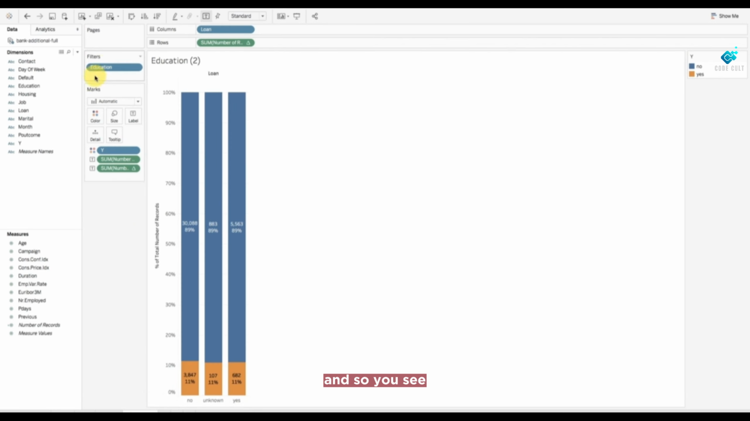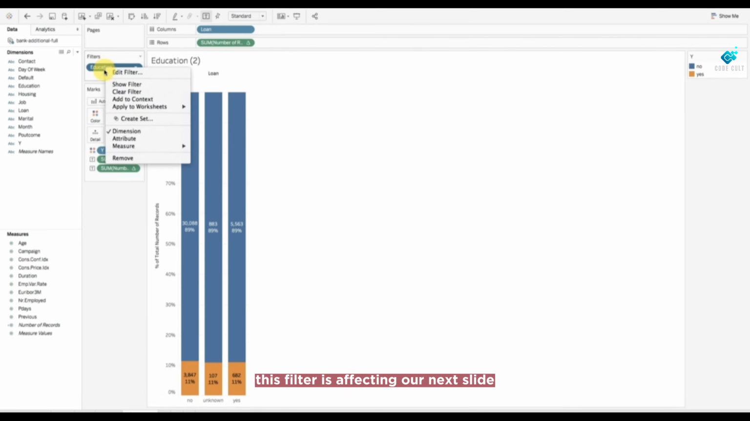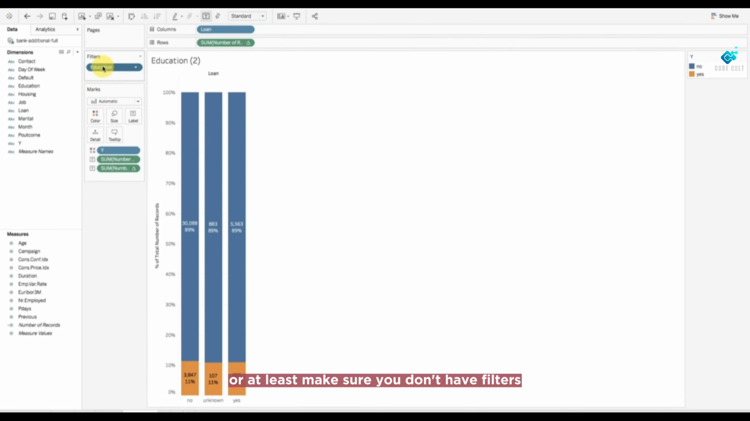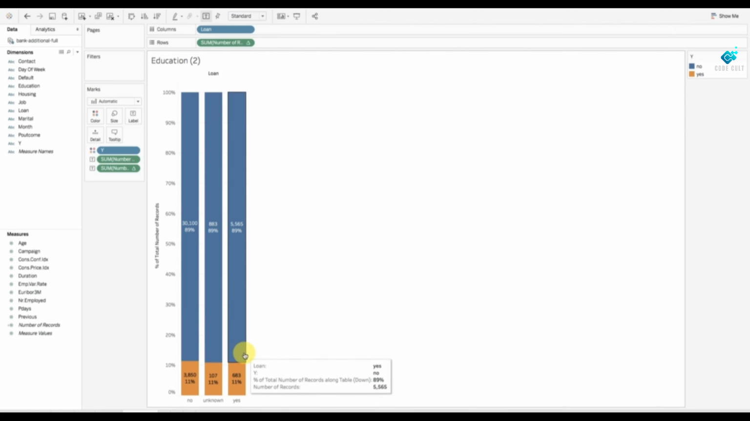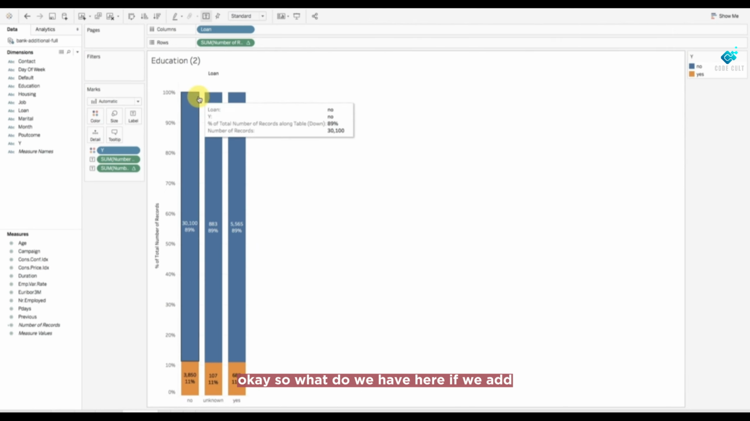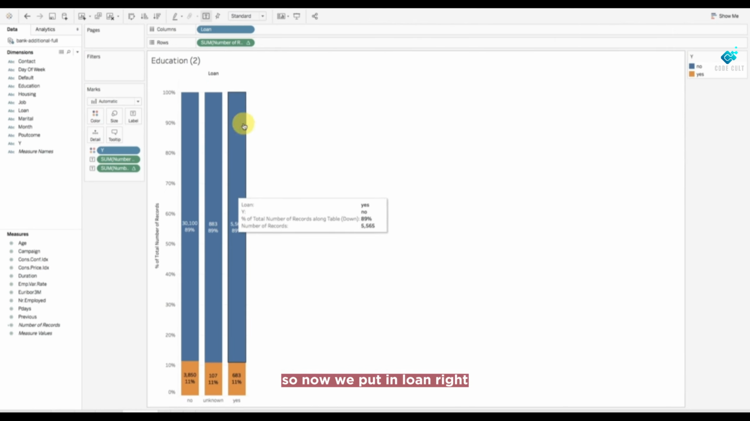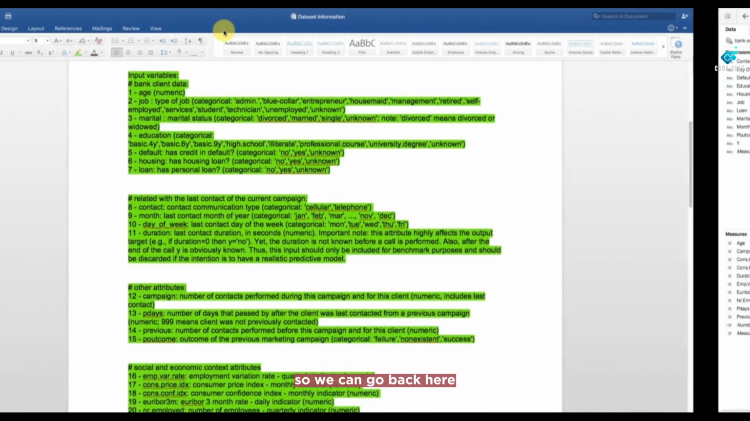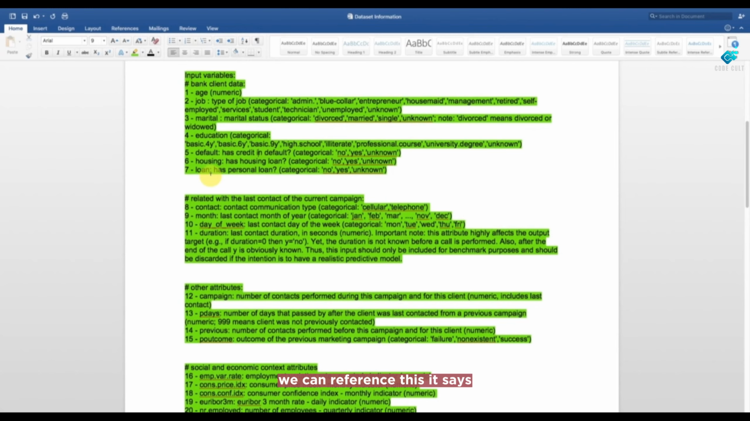And so you see this filter is affecting our next slide, right? So at least make sure you don't have filters when you proceed to the next slide, because otherwise it can get confusing. Okay, so what do we have here? Now we put in loan, right? And loan means, we can go back here, we can always reference this.